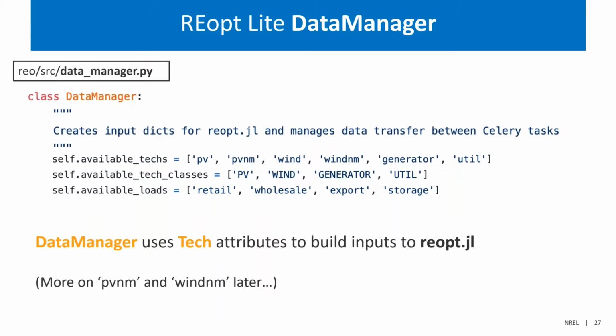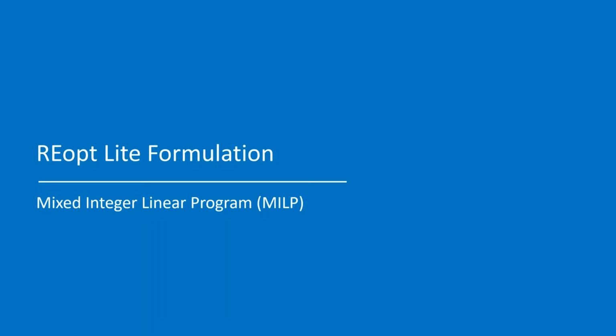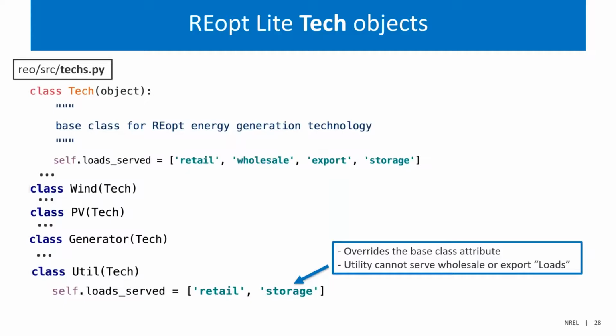So this data manager is then taking in the Python classes, which are contained in the REopt source directory, in techs.py. I'm showing here at the top, we have a base class, which is this capital Tech object. And again, I'm just showing one attribute here, so you can see that it has all 4 loads served available. And then we define those 4 major techs: Wind, PV, generator, and util. And each one of these technologies can override the base class behavior.